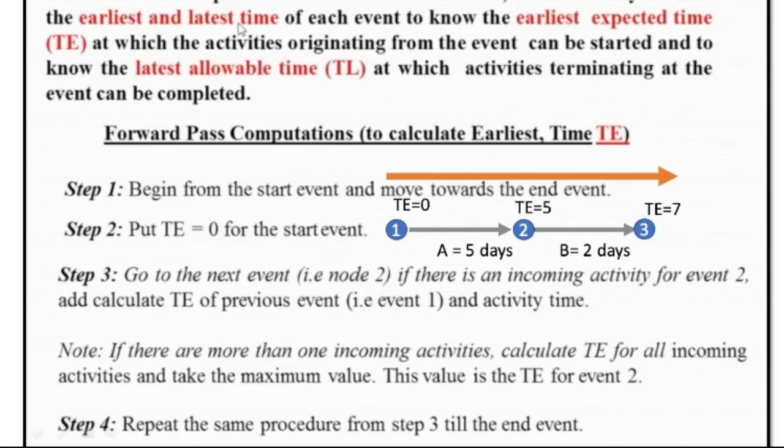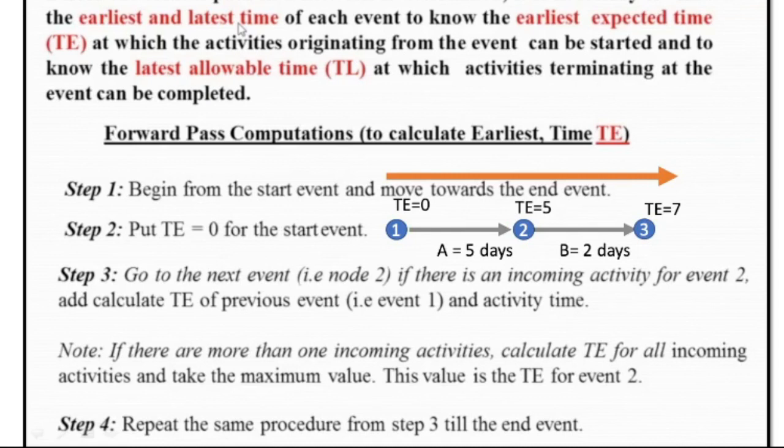Our event started at 1 and it goes to event 2 and 3, and in between events, for instance 1 and 2, we have an activity A which gives us a 5 days duration. In between events 2 and 3, we have activity B which gives us a 2 days duration. And for our forward pass computation, we always put the TE, or the earliest time, equal to 0. That will always be for the starting event.